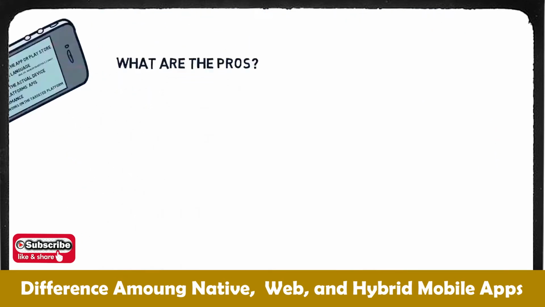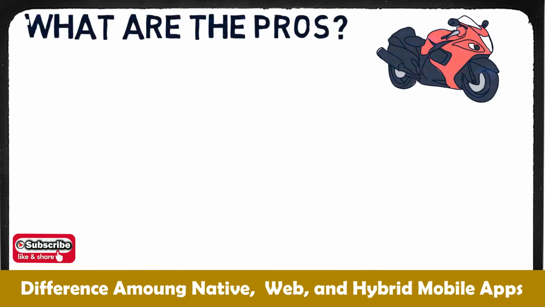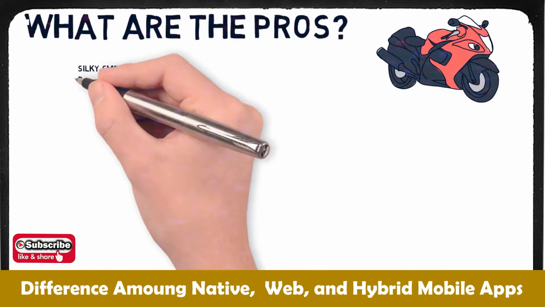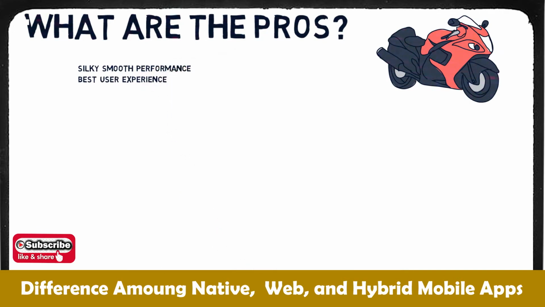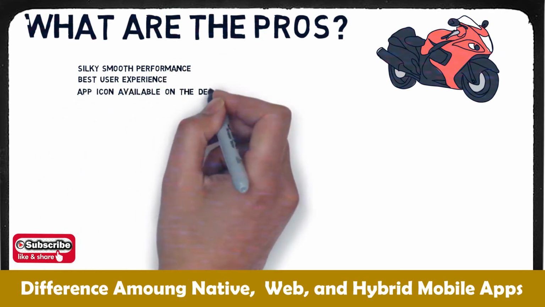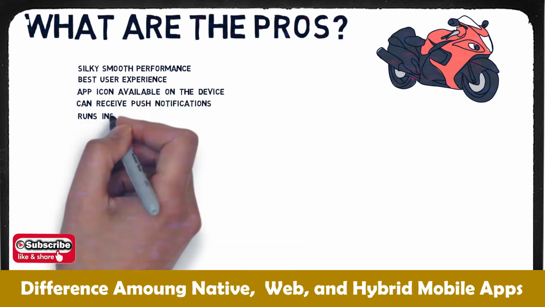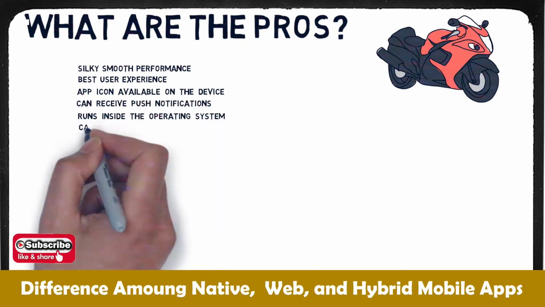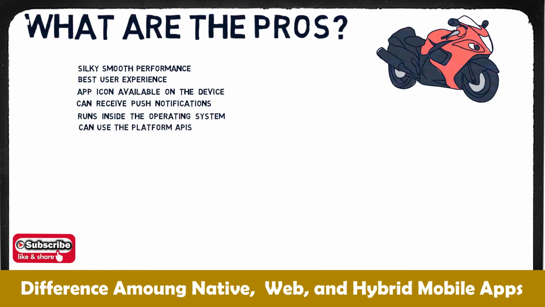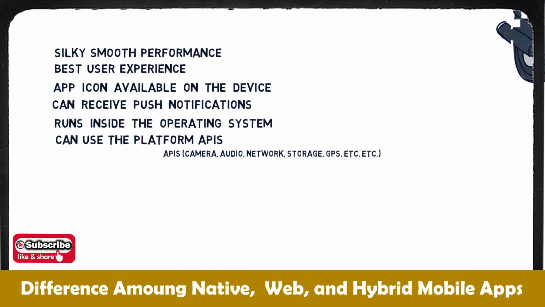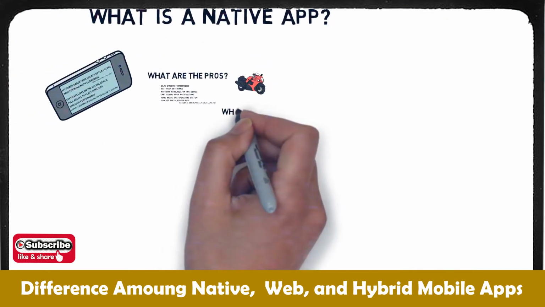What are the pros of a native app? Native apps offer silky smooth performance, the best user experience. An app icon is available on the device. It can receive push notifications, runs inside the operating system, and can use the platform's APIs. For example, the camera, audio, network, storage, GPS, and anything else the device is capable of.